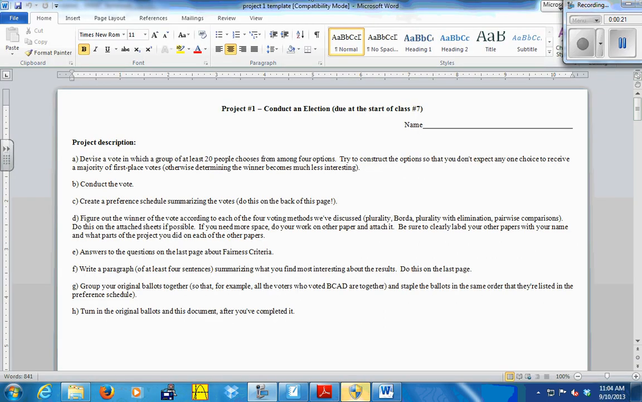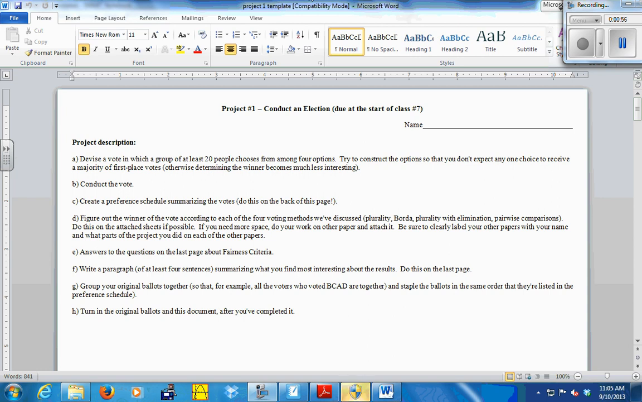Okay, so the overall description, you've already done parts A and B here, okay? Most of you have already done this because we did it in class last week. So you're going to devise a vote. At least 20 people have to choose among 4 options and conduct the vote. So most of you have already done that. If you haven't, you want to get that done as soon as possible because you don't want to put this off to the night before and realize you have to collect a bunch of data. Okay, so do that as soon as you can.